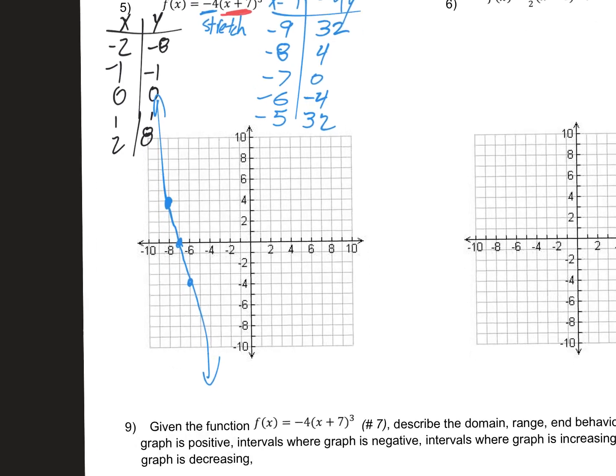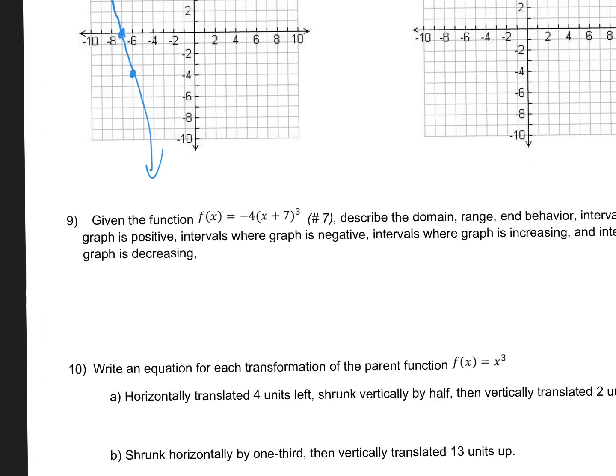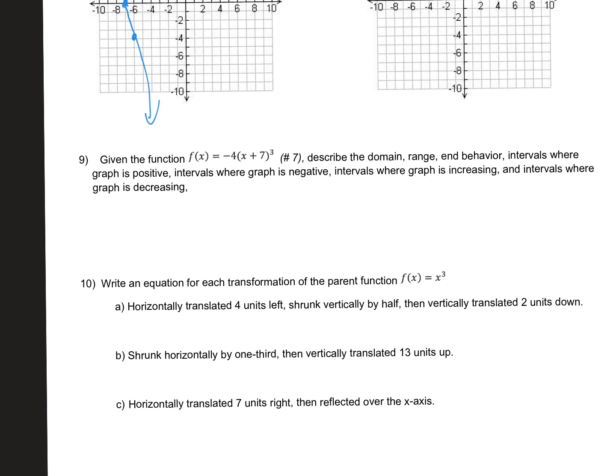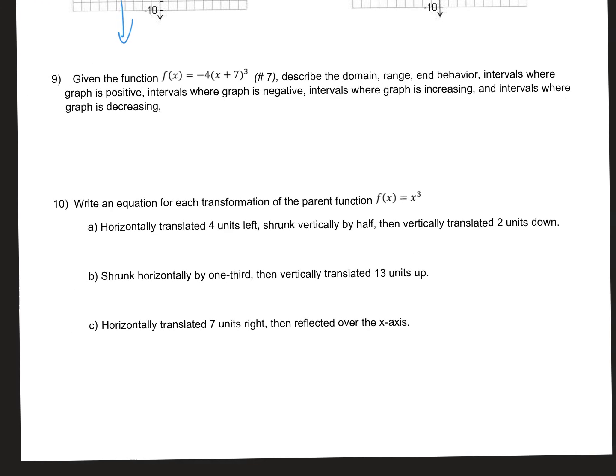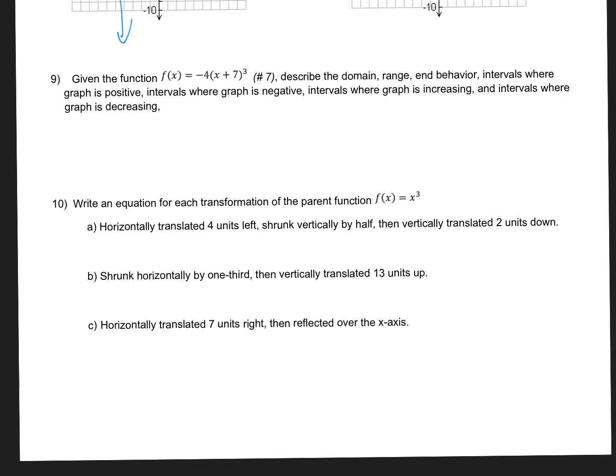Okay, now looking at the bottom of your sheet, guys, we can talk domain range and stuff. You've kind of seen that already, but let's look at number 10. We'll do one or two of these and then kind of move on. Okay, so number 10, we're writing an equation based on what information they've given us. So the first one says we've horizontally translated left 4, shrunk vertically by a half, then vertically translated down 2 units.